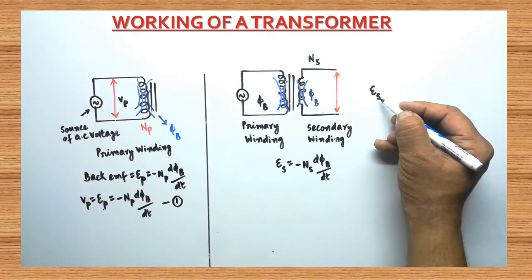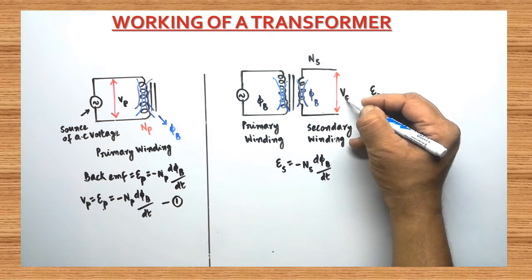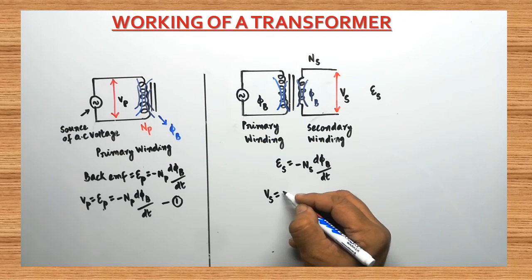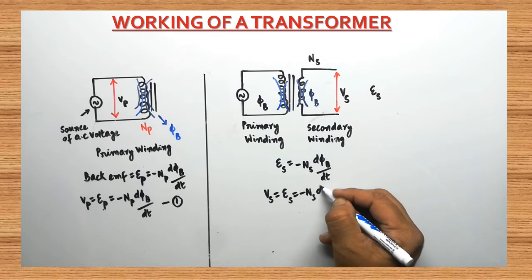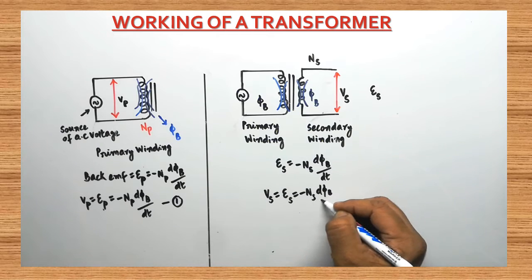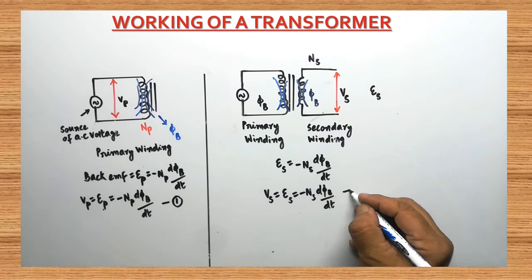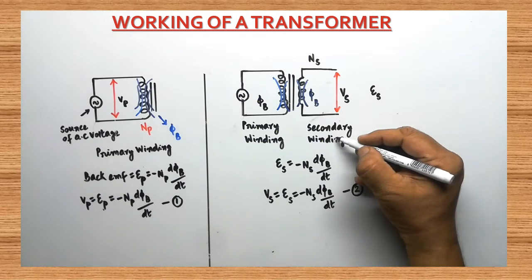The induced EMF in the secondary will appear in the form of voltage across the secondary. Therefore, the voltage across the secondary can be written as Vs = ξs = -Ns dφB/dt. So here we have calculated the voltage across the primary, and here we have calculated the voltage across the secondary. Are you clear? Now the voltage across the secondary equation can be taken as the second equation. So two equations are now to be used for further derivation.